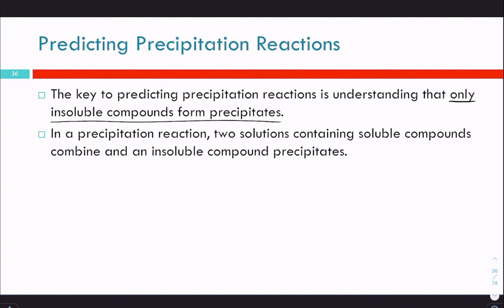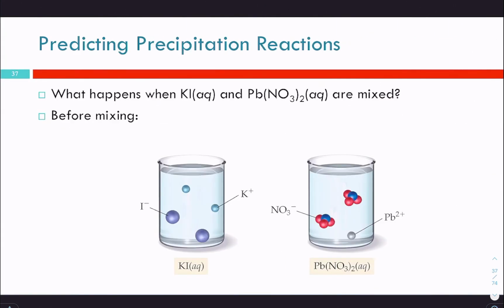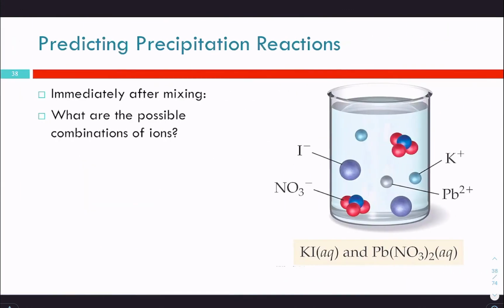And the two solutions have to be soluble as well. So let's say we have potassium iodide and lead nitrate, mix them together. All right, so we got these two solutions with these ions floating around. Immediately after mixing, what are our possible combinations of ions? I don't think I've said this explicitly yet, but the positive ions are always going to find a negative ion if they're going to react.